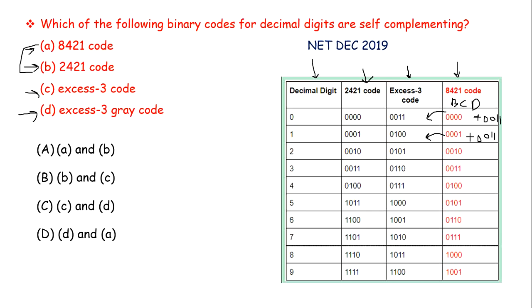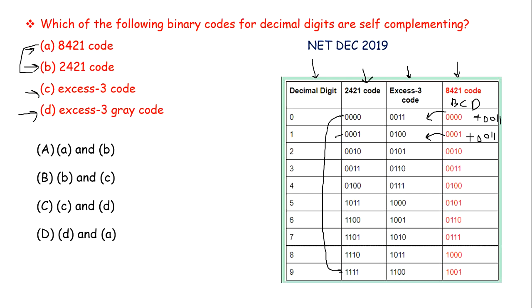Now what is a self-complementing code? A self-complementing code has the property that the 9's complement of a decimal number is obtained directly by changing 1 to 0 and 0 to 1. That is, we are reversing the bits. Self-complementing is nothing but reverse order from the starting to the last number. What does that mean? We are saying that 2421 code is a self-complementing code. It means that for 0, that is our first code, and our last code, that is 9, we will change 0 to 1 and 1 to 0.